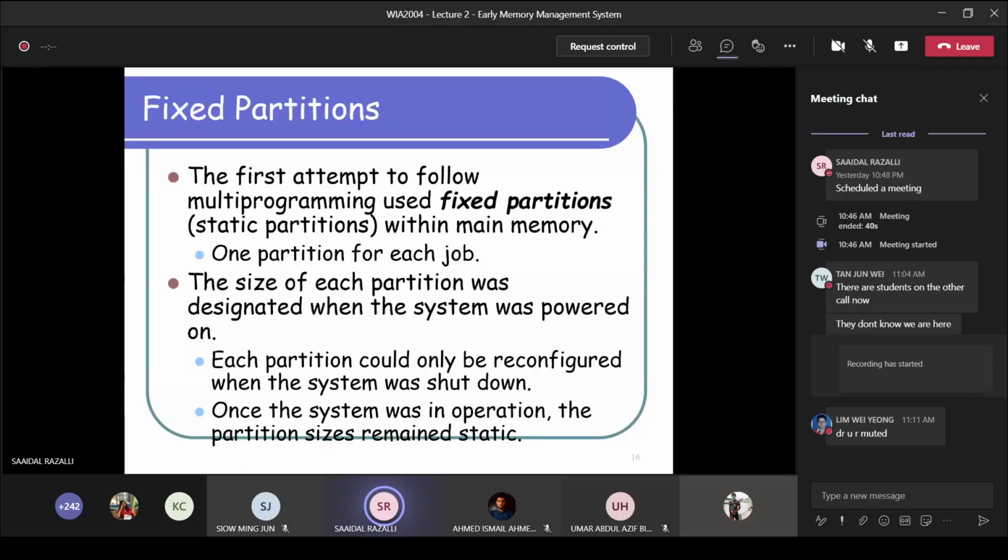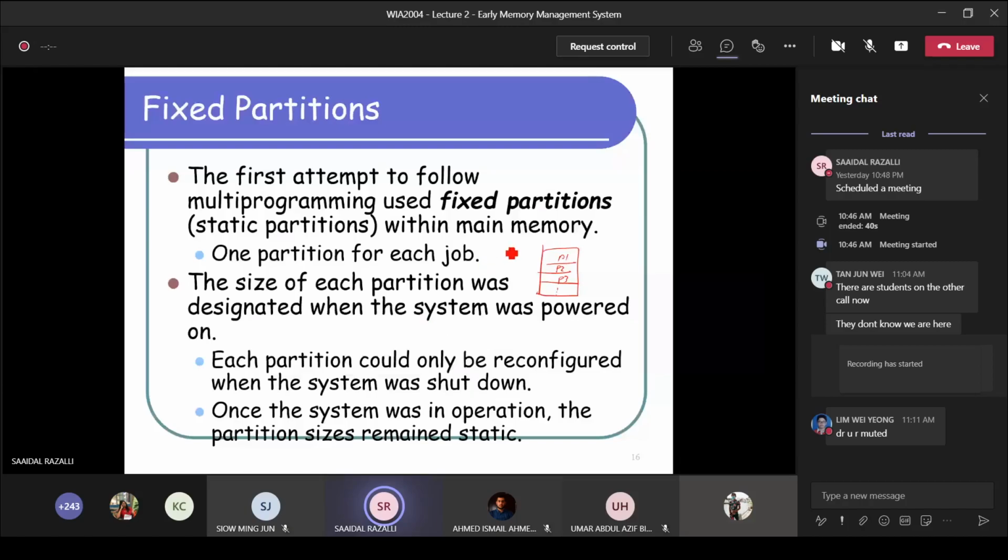Okay, now we go to the second one, the fixed partitions. The first attempt to allow multi-programming used fixed partitions or static partitions within main memory. One partition for each job, meaning that if you have a memory here, you have partition 1, partition 2, partition 3, and so on. The size of each partition was designated when the system was powered on. So it depends on the incoming jobs of the first batch of jobs input.